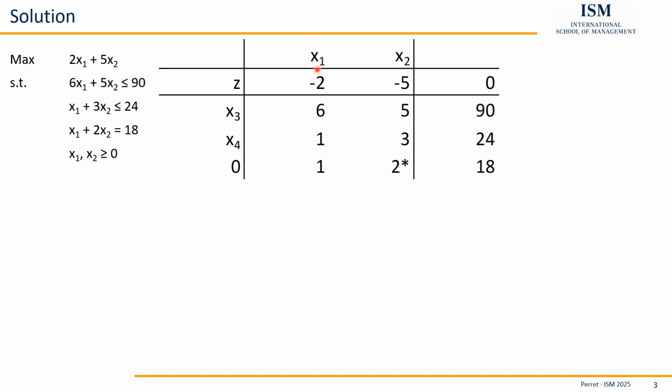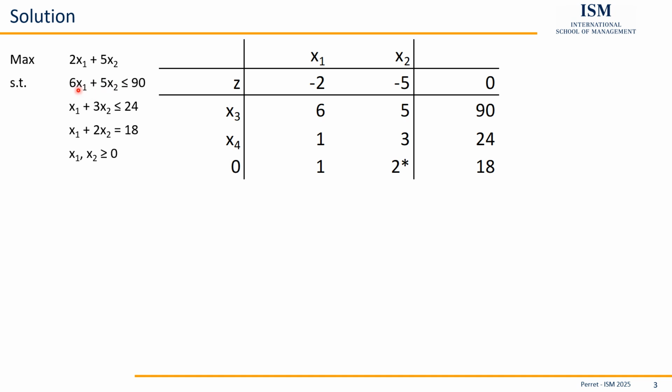Then, since x1 and x2 are up here in the basis, this means that they have an initial value of 0. So I'm going to insert 0 in the objective function, getting a value of 0, which I'm going to put here on the right side of the objective function row. So much for the objective function.